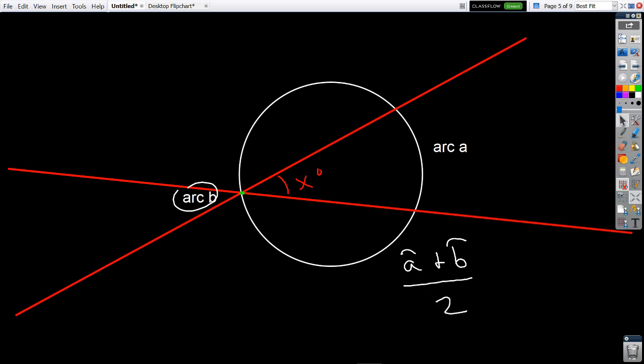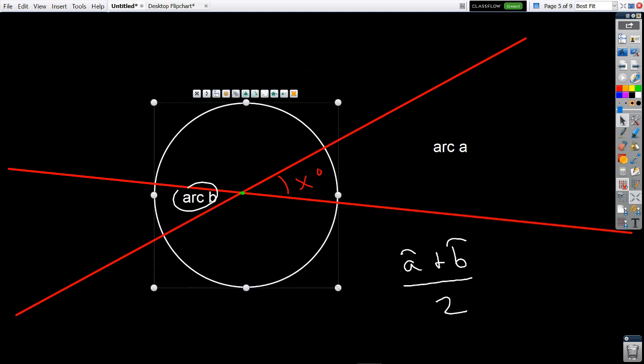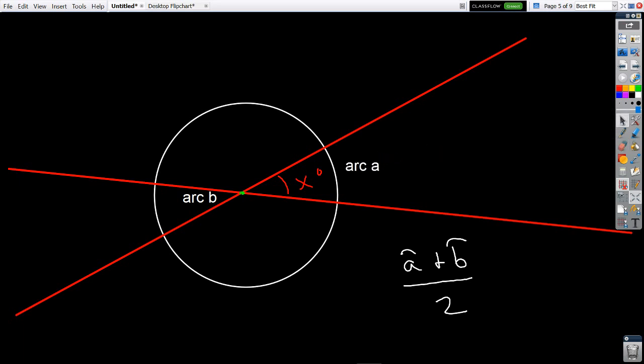So why are we adding arc B and arc A when we have situations like this? Well, we're adding the two arc lengths because it's like the same thing as the inscribed angle theorem. It's kind of like moving that point of intersection to the circumference. So just to make sure this is crystal clear, we've got these two arcs here.